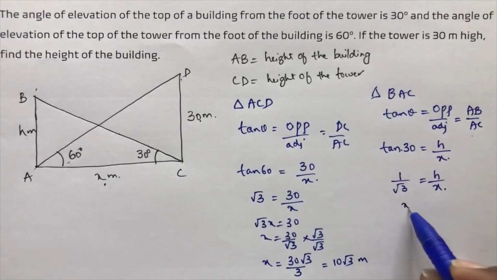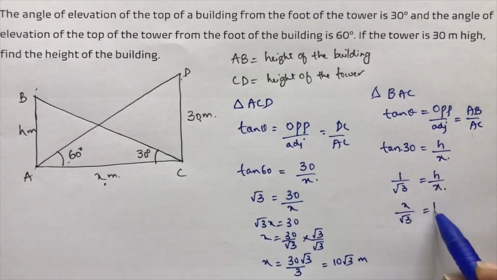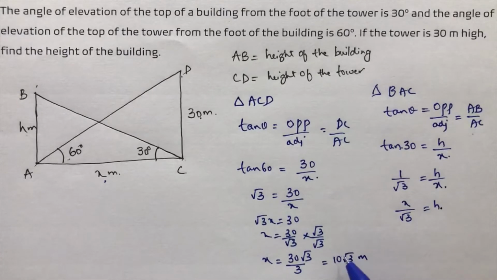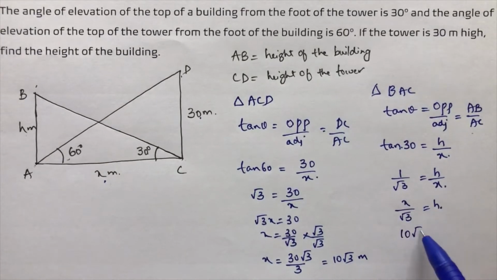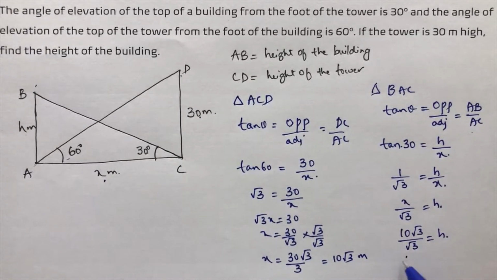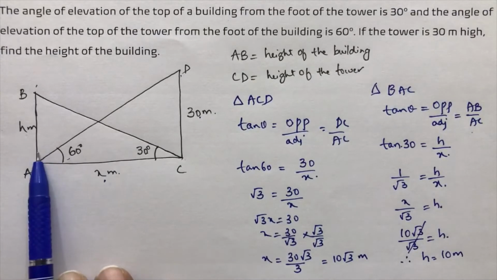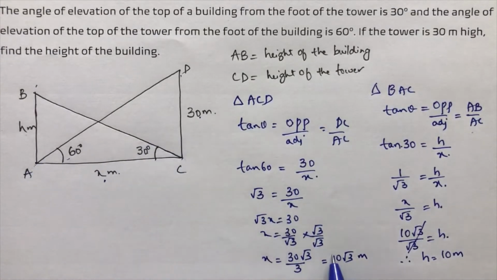So if you cross multiply, x by root 3 equals h. So already you got the value of x, which is 10 root 3. So substitute here as well. So 10 root 3 by root 3 equals h. Therefore height is, root 3 cancel, 10 meters. So height of the building is 10 meters. The distance between building and tower, if they ask, that is 10 root 3 meters.